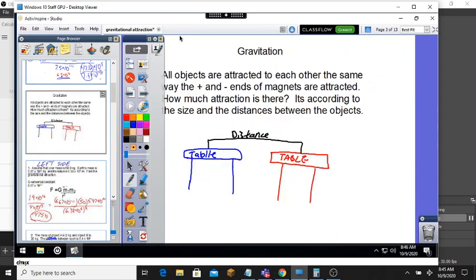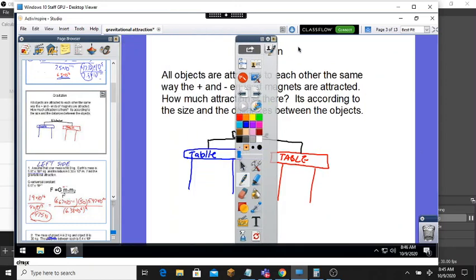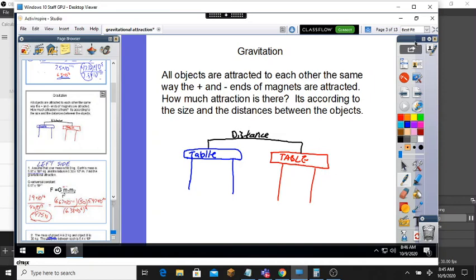Okay, now let's go into the formulas. So you're going to copy this on the right side, okay? So all objects are attracted to each other the same way the plus and minus ends of a magnet are attracted. So how much attraction is there? It is according to the size and distance between the objects. So believe it or not, everything has gravity, okay? Even you.